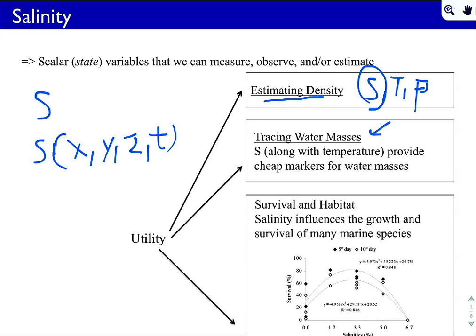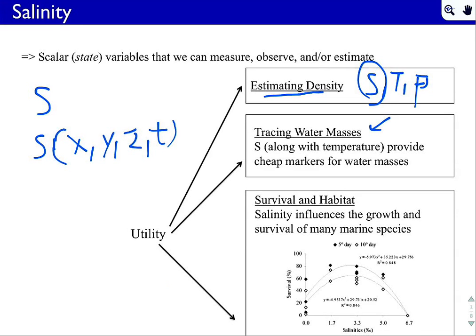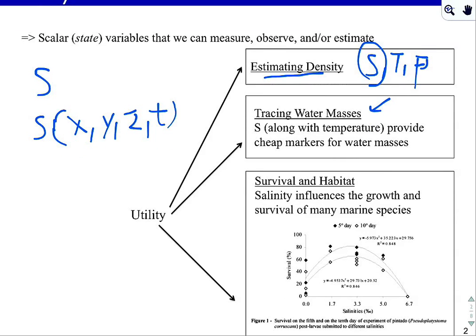A third reason is survival and habitat. Many of the marine species have a particular salinity range in which they live, in which they can tolerate. Particularly in larval fish, we can examine the survival as a function of salinity. And this is important for fish that live along the coast where salinity can vary rapidly.